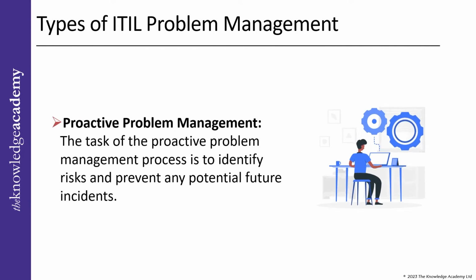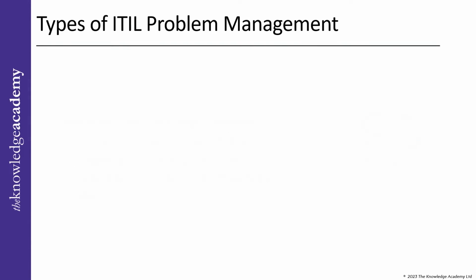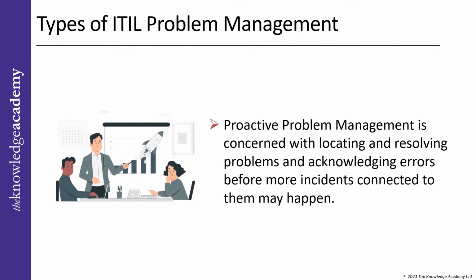Proactive problem management. The task of the proactive problem management process is to identify risks and prevent any potential future incidents from occurring in your organization. Proactive problem management, according to ITIL, is concerned with locating and resolving problems and acknowledging errors before more incidents connected to them may happen. The proactive approach is driven by consistent developments and enhancements in solving the problem.